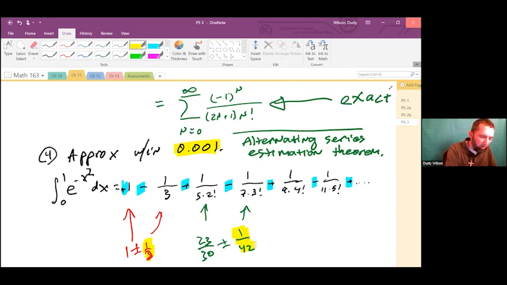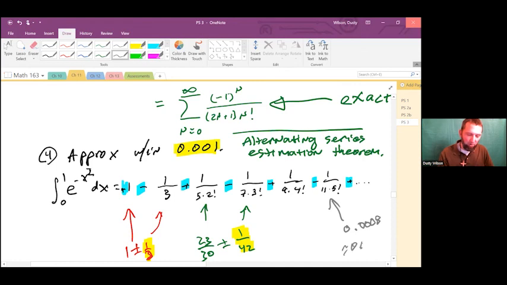So this one is 0.0008, right? Which looks like it would round to 0.001, but it's less than 0.001. So here it's less than that tolerance.